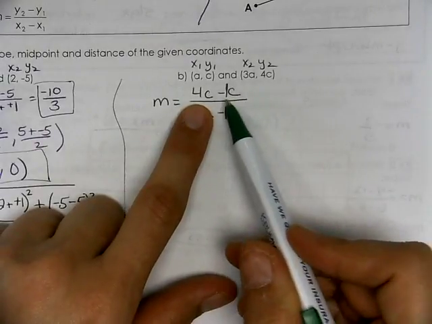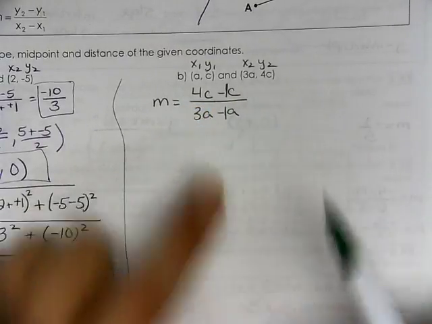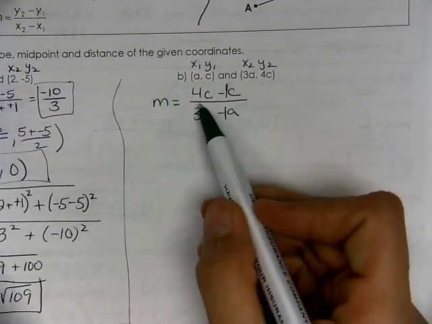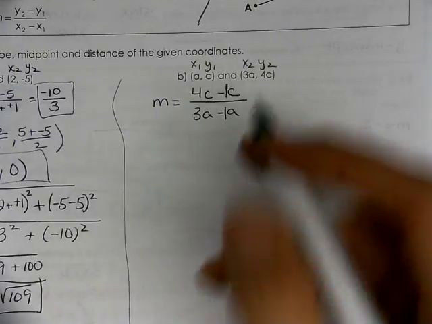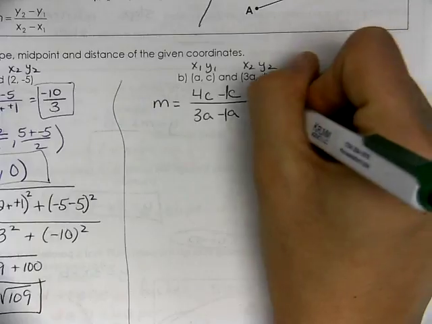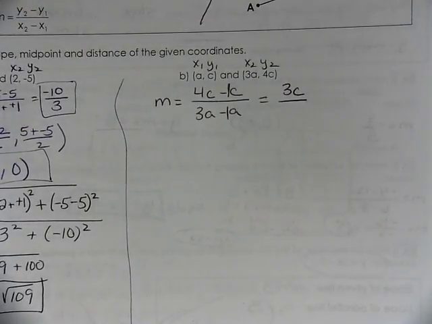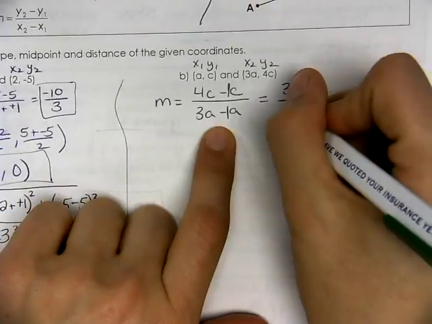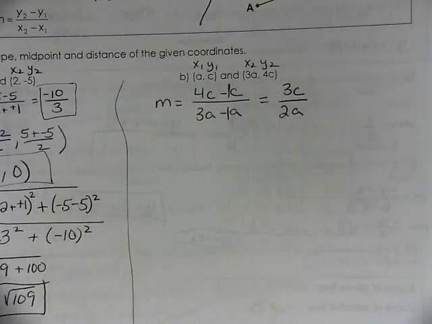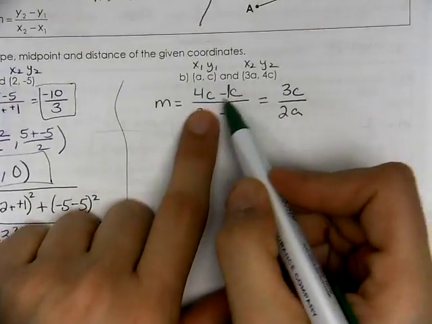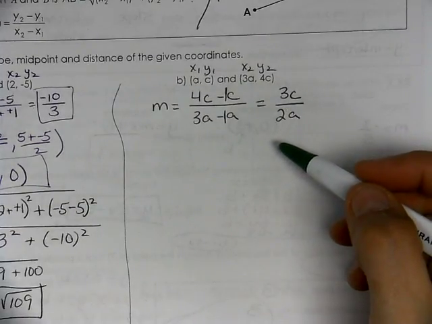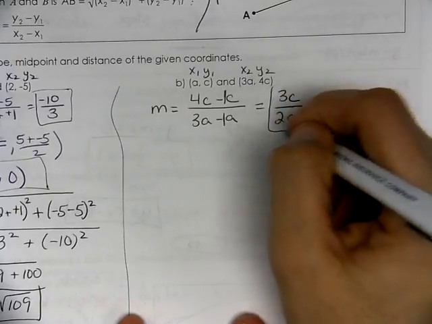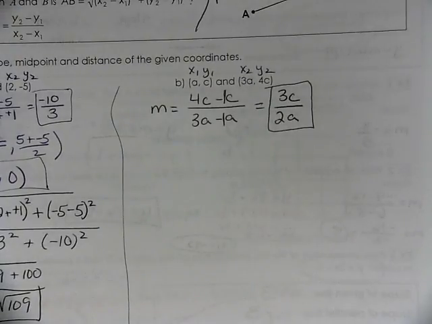What ends up happening a lot of the times is people cross out the c's and just put 4. But what's 4 minus 1? 3c over, what's 3 minus 1? 2. So 2a. So you leave the letters, kind of ignore them, and just do the regular numbers. Can we reduce 3 over 2? No. So this is my slope. As weird as it looks, that's it. I'm done.